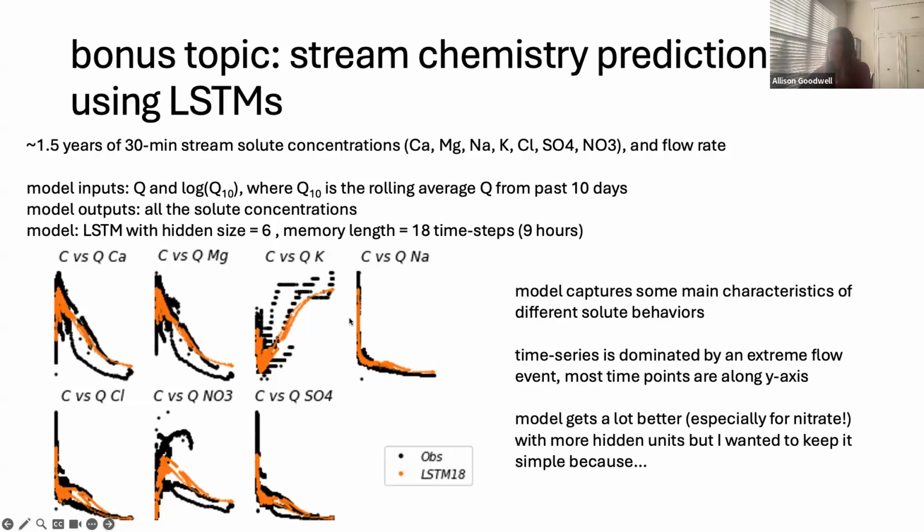So this is the model. The time series is really dominated by one really extreme flow event. And keep in mind that most of the time points are actually here in the much lower flow conditions. And the model gets a lot better, especially for nitrate, if you increase the complexity of the model. But for now, I'm just keeping it simple.